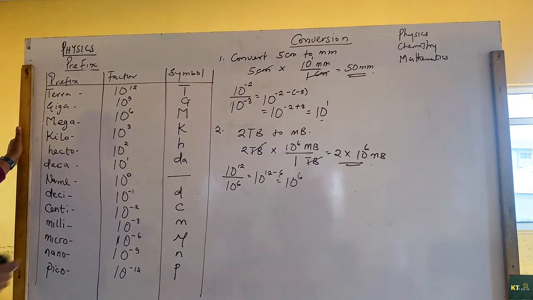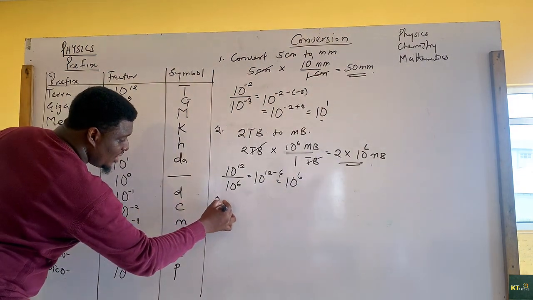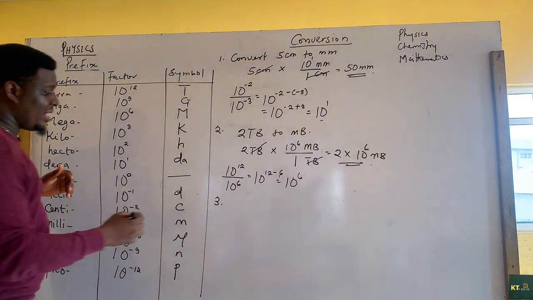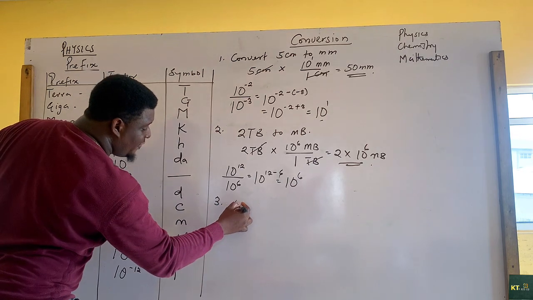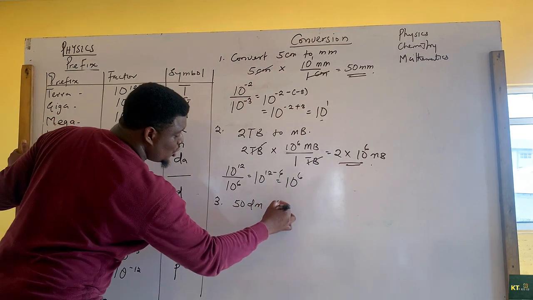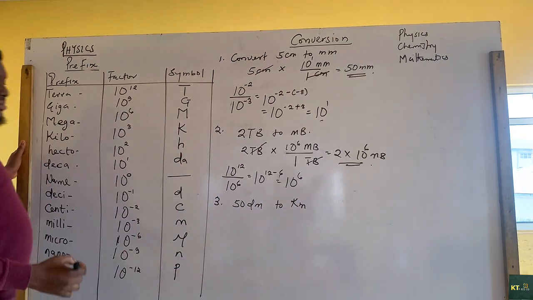As simple as ABC, or 2 million megabytes. Now let us look at another one. I want to be taking it gradually. Now let us say you want to convert 50 decimeter to kilometer. As simple as ABC.